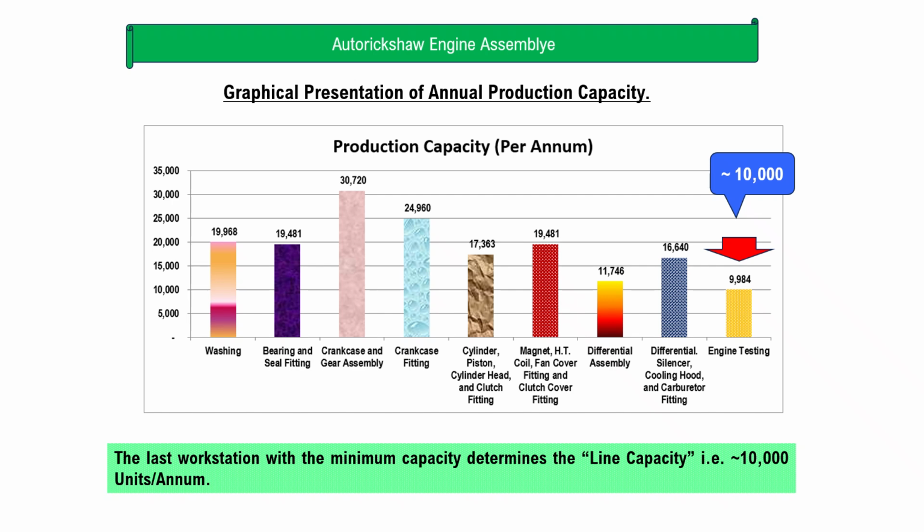The same data is presented in graphical form showing the annual production capacity. As you can see from this graph, the production processes are listed on the horizontal scale and the production volumes are listed on these bar charts. The last production process, engine testing, has the lowest capacity and it shall define the line capacity of the whole system, and it is about 10,000 units.